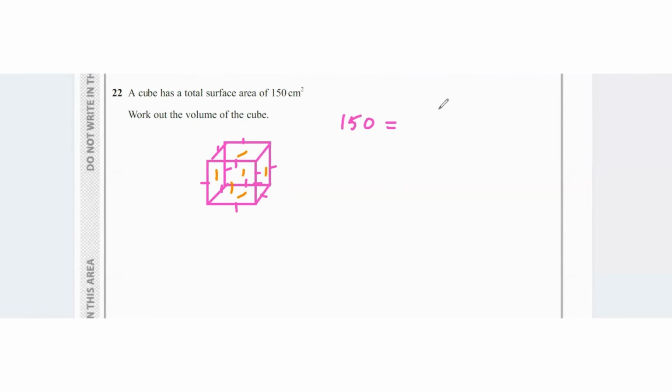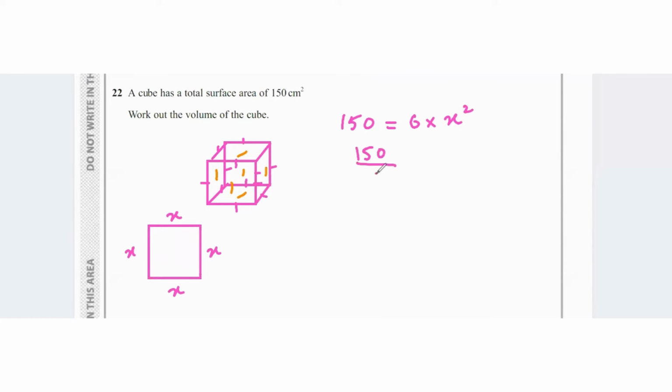So since the cube has 6 faces, it's going to be 6 times x squared. If I draw one square face of the cube, basically what I'm saying is that I'm assuming that the length of this square face is x. So since there's 6 faces, 6 times x squared.